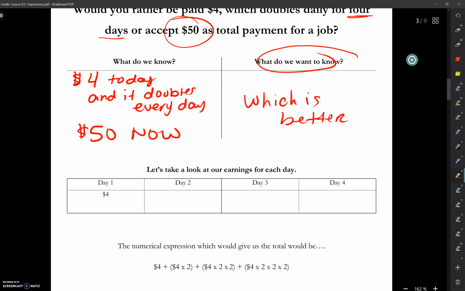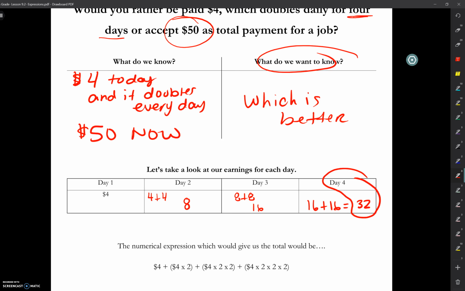So we can make $4 the first day. And then if it's going to double, that means it's going to be 4 plus 4, which would be $8. And on day 3, it's going to be $8 plus $8 is $16. And then it's going to be 16 plus 16 because it's doubling, which equals $32. So would you take $50 today, or would you take $32 in 4 days? It's up to you.